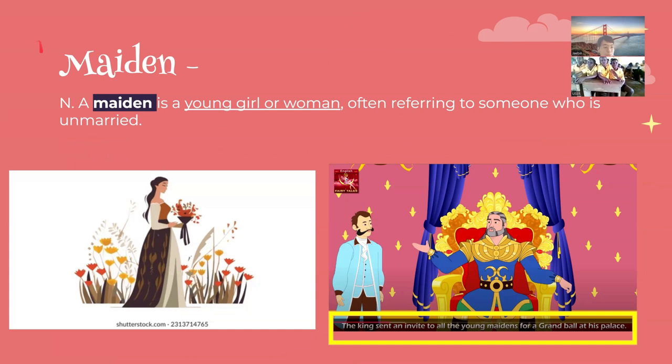Now moving on to the word maiden. You guys also might have heard of this. It is a noun. A maiden is a young girl or woman, often referring to someone who is not married. On the left, I put a picture of a maiden, and on the right is where the word maiden is used in the story. The king sent an invite to all the young maidens for a grand ball at his palace. So the king is inviting every unmarried young girl or woman to his palace. He invited the young unmarried girls to his palace. That is how it is used in the story.